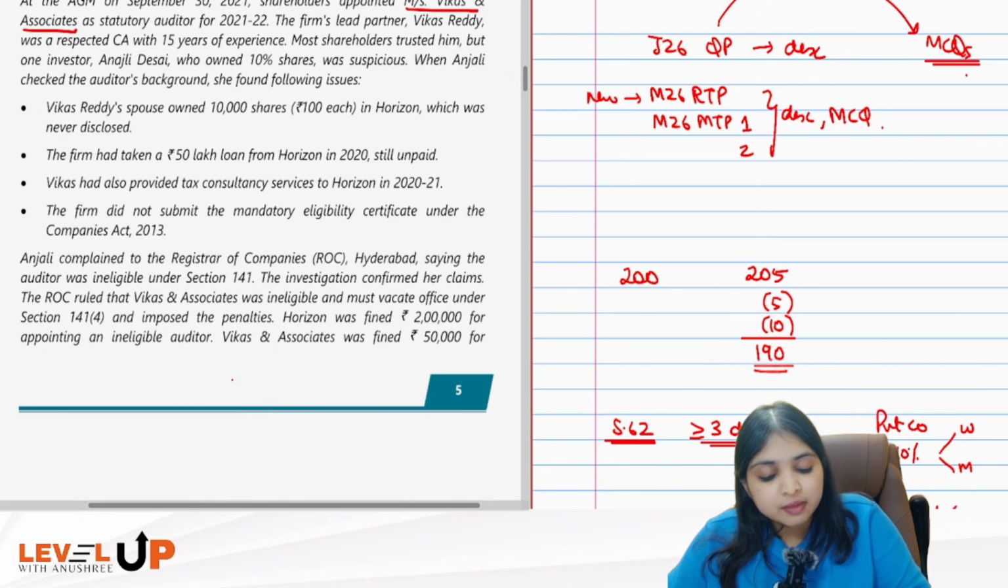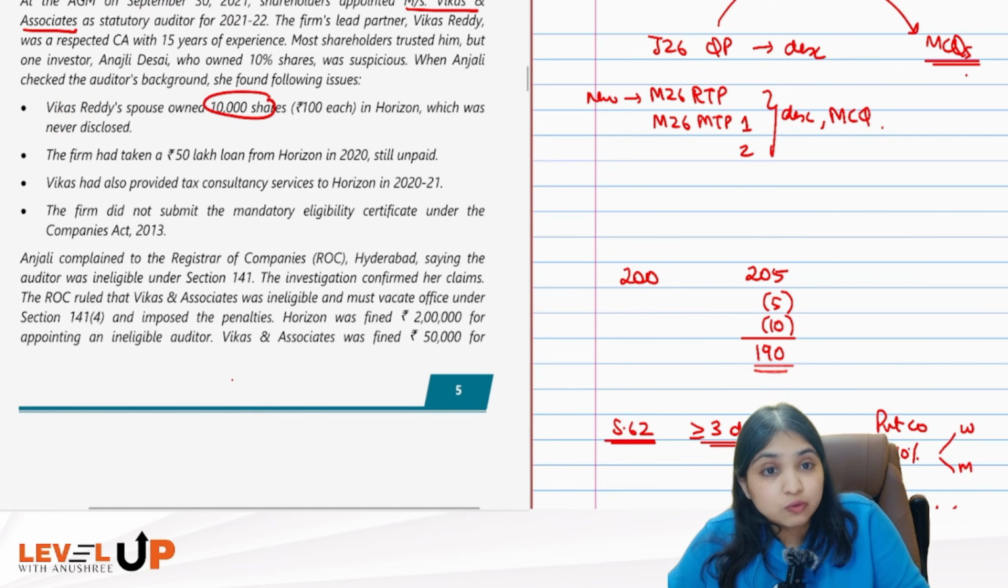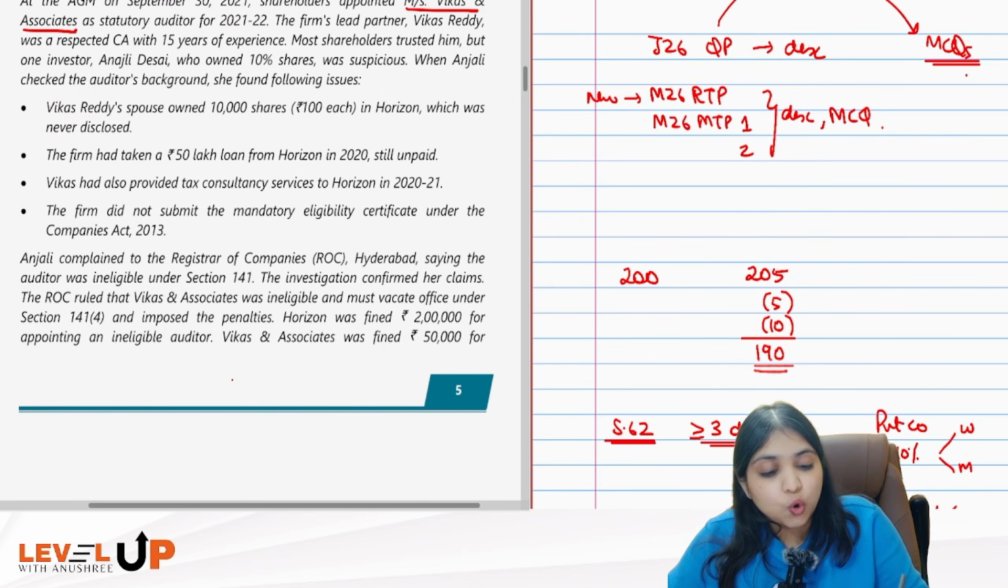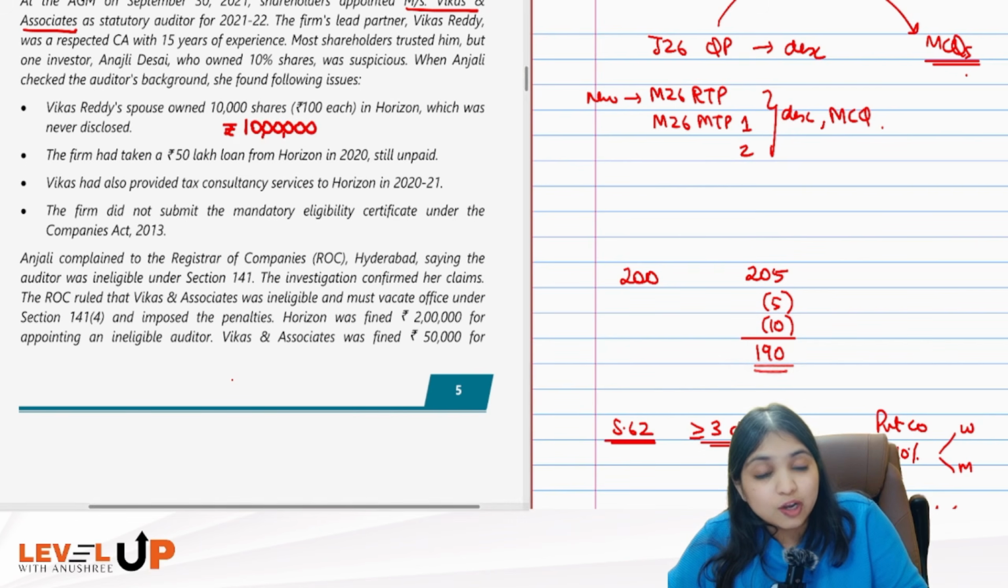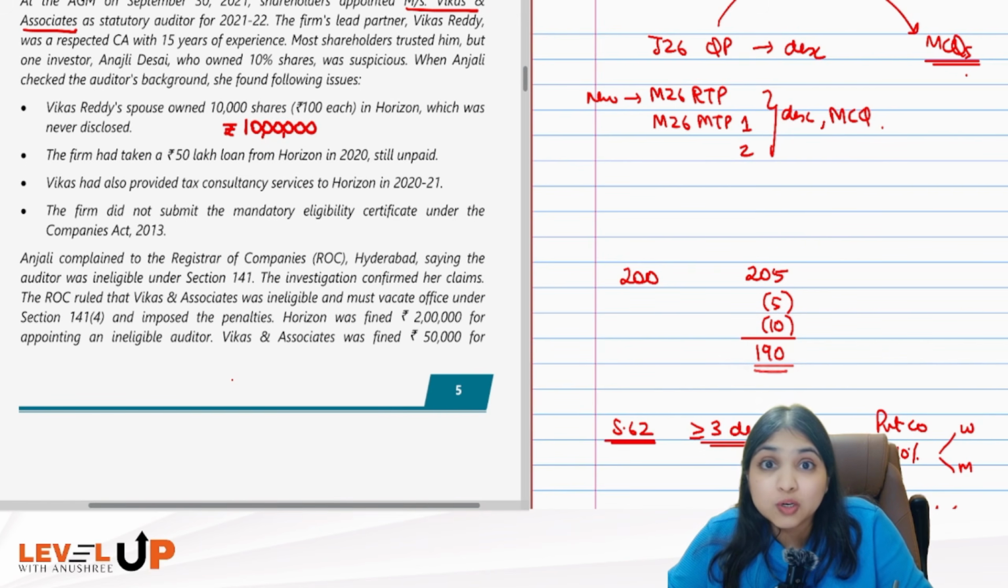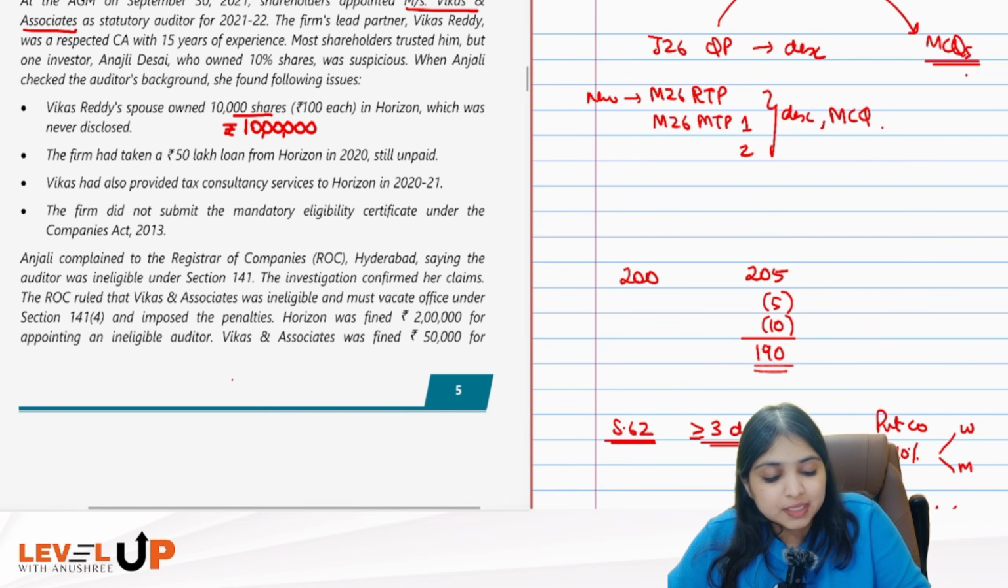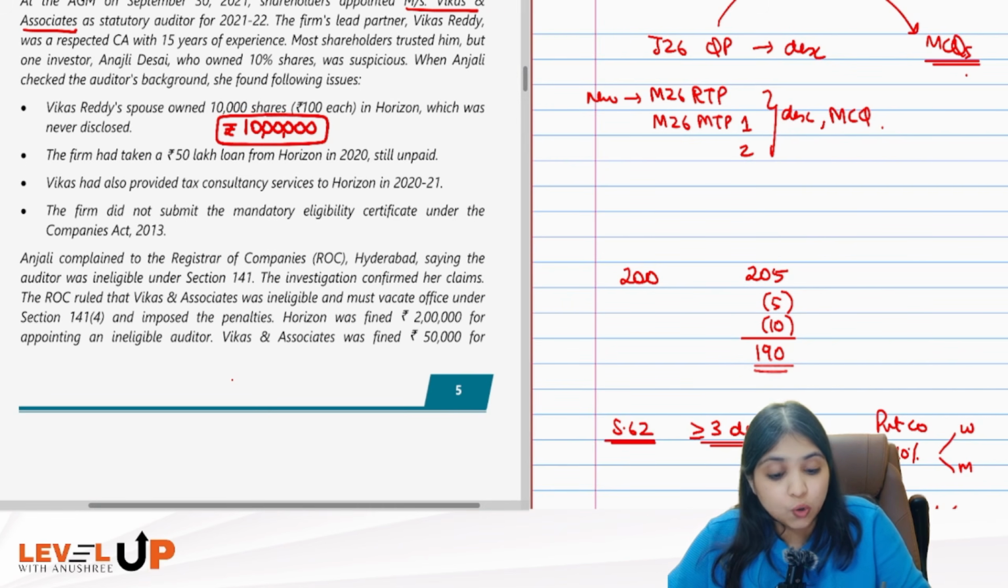What issues? Vikas Reddy's spouse owned 10,000 shares of 100 rupees each. So total face value which she is owning is 10,000 shares of 100 rupees each. Total 10 lakh rupees face value she is holding, which is going to be wrong. Remember, relatives can hold maximum 1 lakh rupees face value only, but the partner's spouse is holding 10 lakh rupees face value worth of shares, which is definitely wrong.